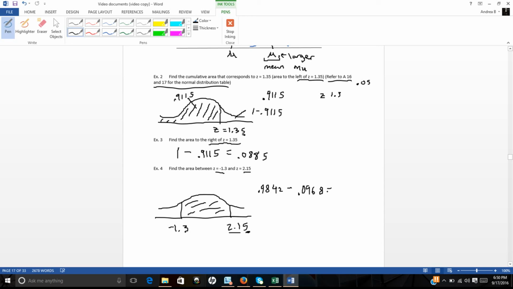So here then, if we subtract these two values, we get 0.8874. That represents the area in this region. Or in other words, we'd expect about an 88.74% chance that one of the values from this distribution would be between this negative 1.3 z-score and a positive 2.15. So that's another way that these values are going to be used as we continue through the chapter.